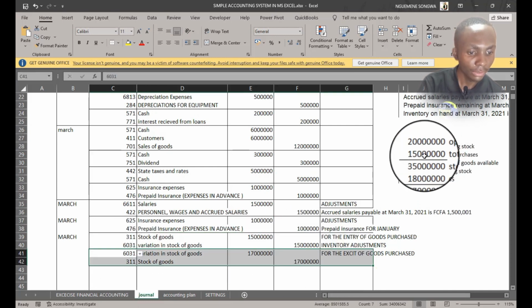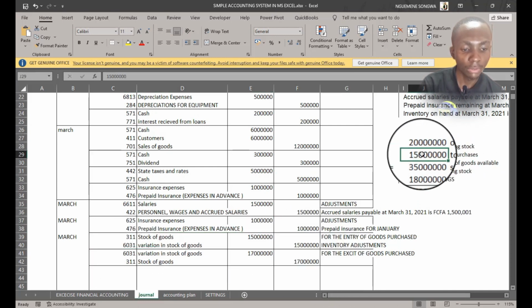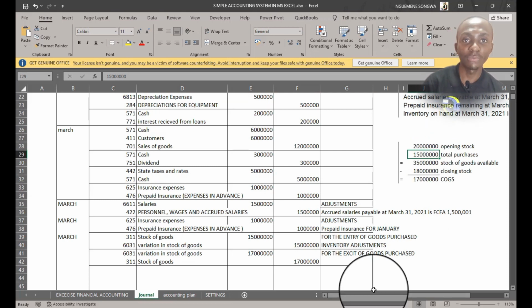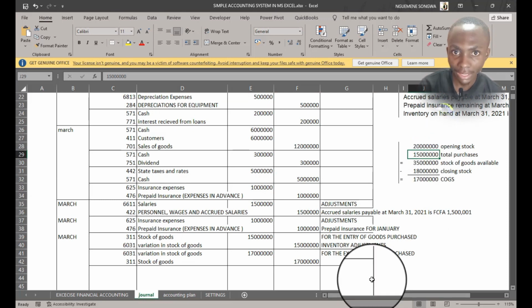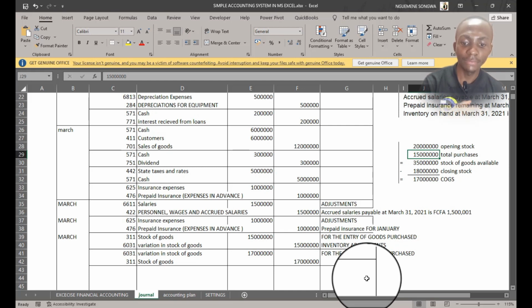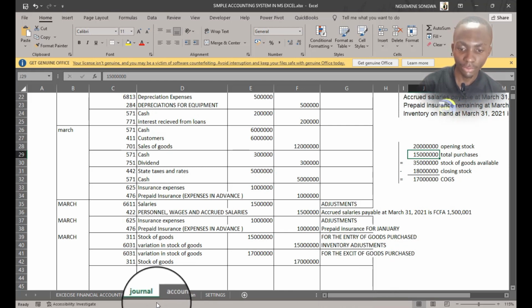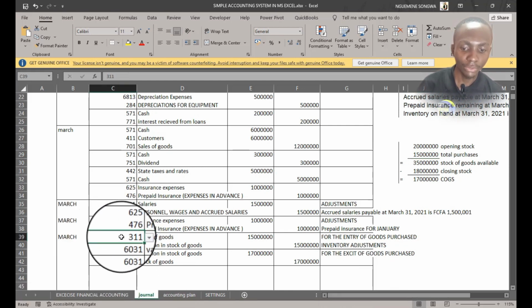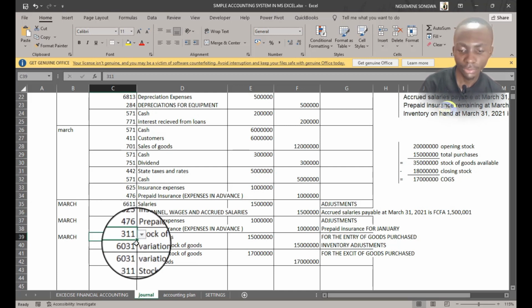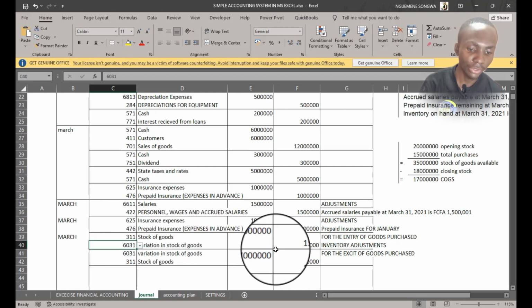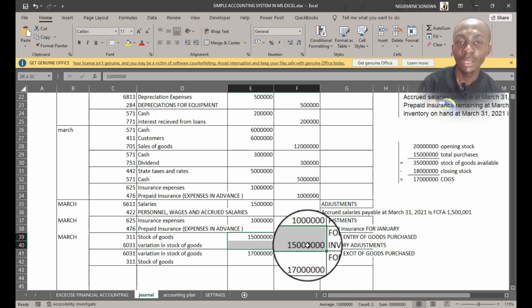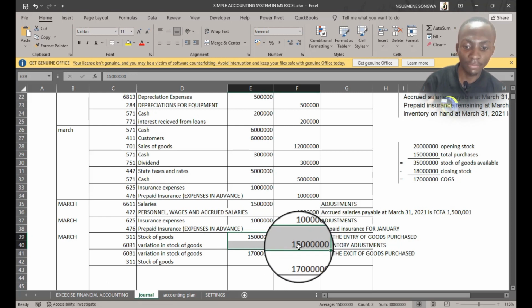We had total purchases of 15 million. When we purchase goods, to vary our stock of goods, we have to debit the account number for stock and then credit the variation in stock account. So here, as at the end of the month, I'll just debit the stock account to the credit of the variation in stock of goods by 15 million, since the total purchases during the period was 15 million.